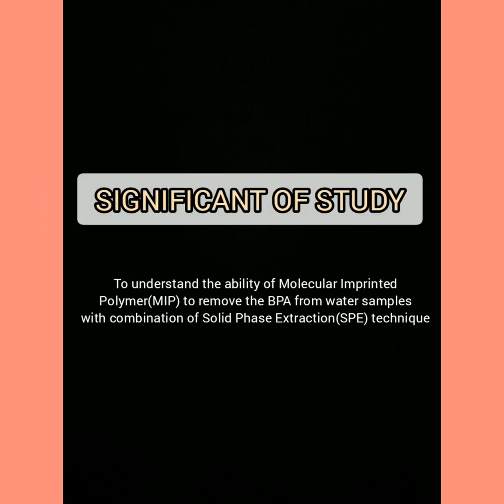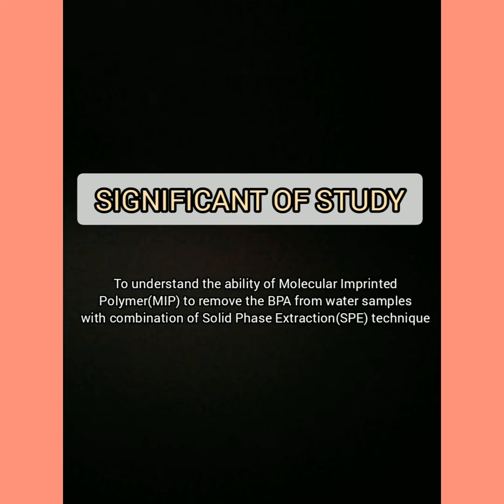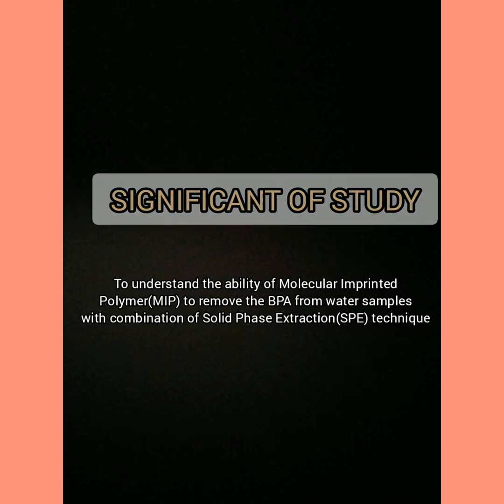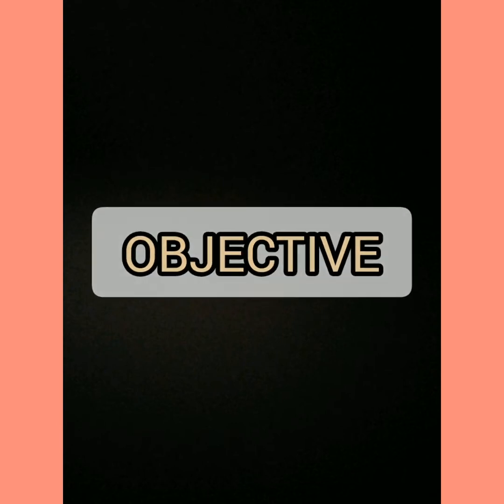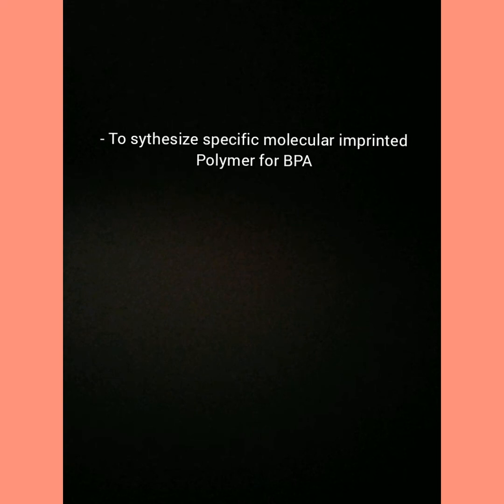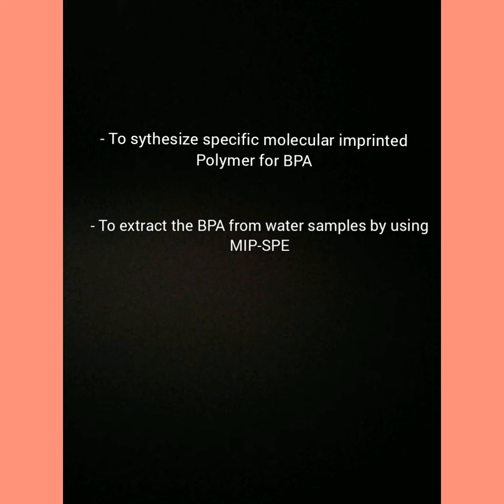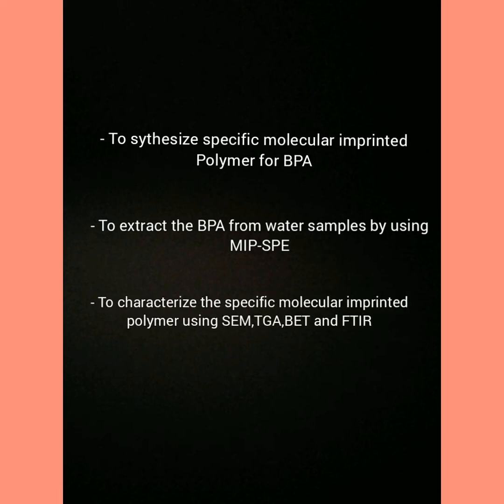The significance of this study is to understand the ability of molecular imprinted polymer (MIP) to remove BPA from water samples in combination with the solid phase extraction technique. Moving to the objectives: first, to synthesize a specific molecular imprinted polymer for BPA. Second, to extract the BPA from water samples by using MIP SPE. And third, to characterize the specific molecular imprinted polymer using SEM, TGA, BET, and FTIR.